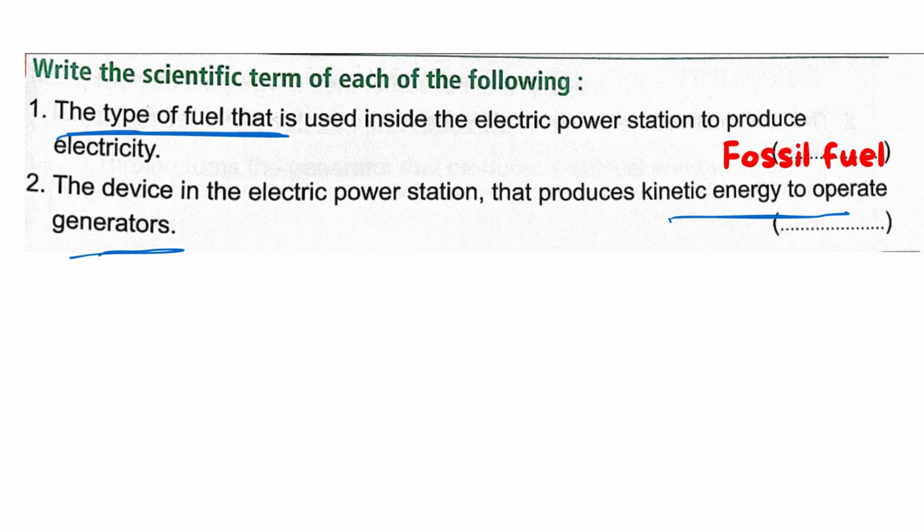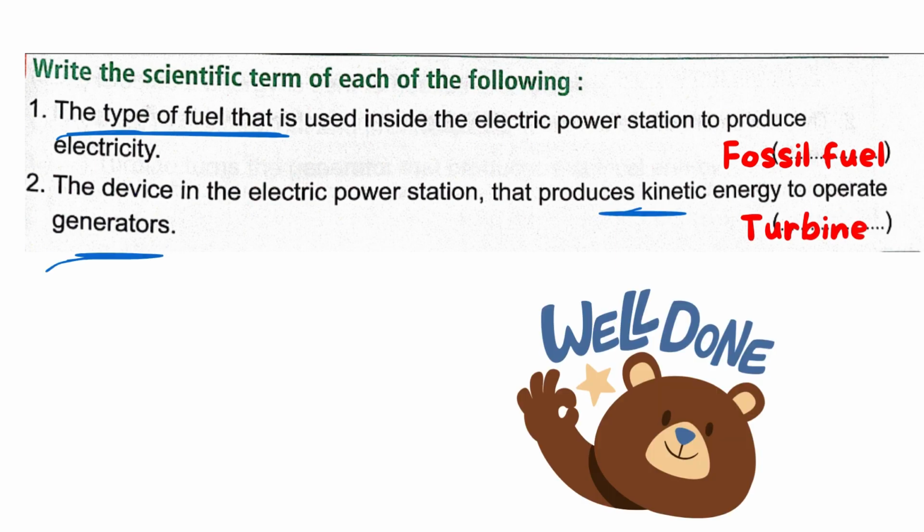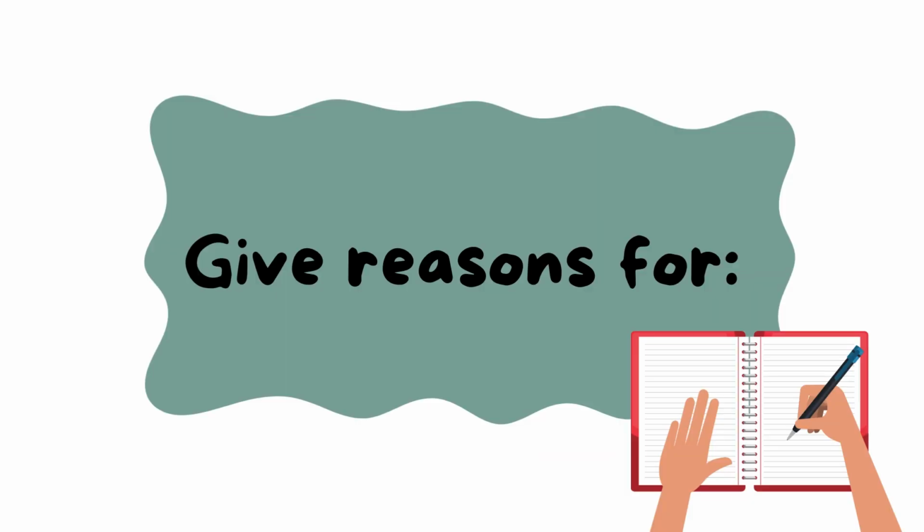Okay, so here we have the last question. The device in the electric power station that produces kinetic energy to operate generators. So what is the device that produces kinetic energy to operate the generator, to make the generator turn on? Yes, turbine. So here the answer is turbine. So well done, Junior 4 students. Now you will answer another type of questions which are give reasons for.